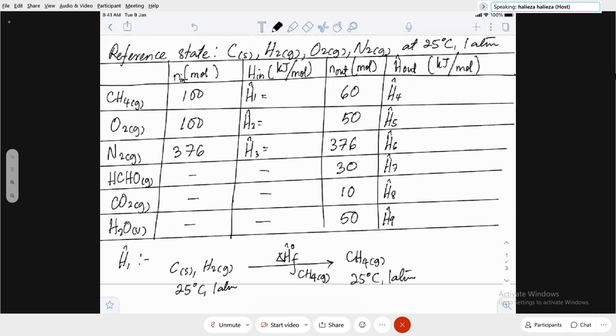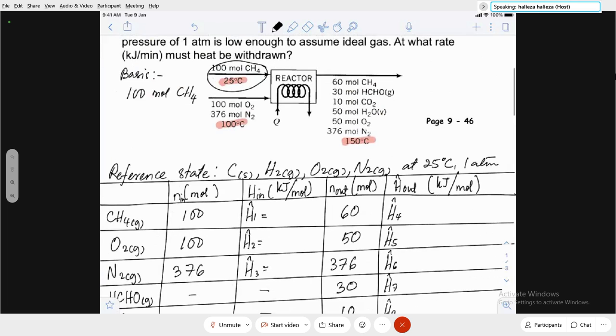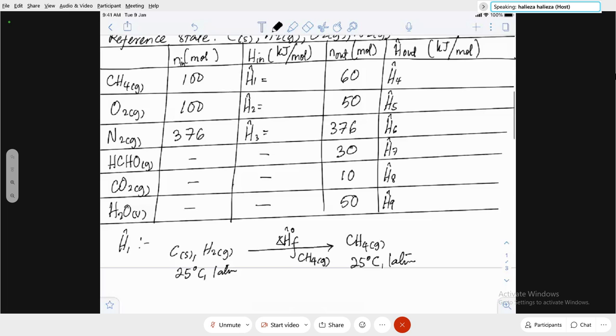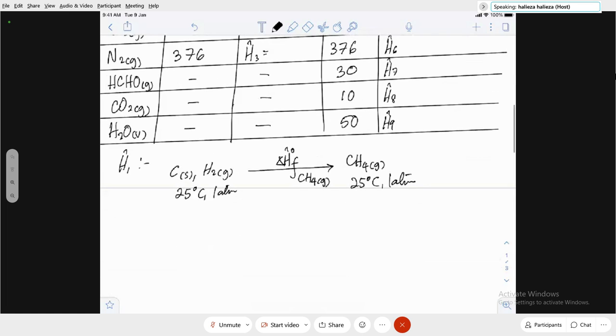If the temperature is not the same as your final desired temperature, then you need to cool it down or heat it up. It so happened that your methane feed is coming in at 25 degrees C, so that's where you stop. So your heat of formation for methane, you need to get from the appendix. I'm going to list down all the heats of formation here so I don't go back and forth looking at the appendix.